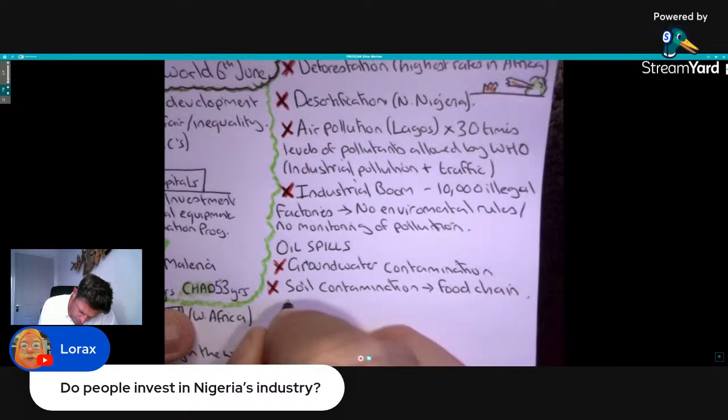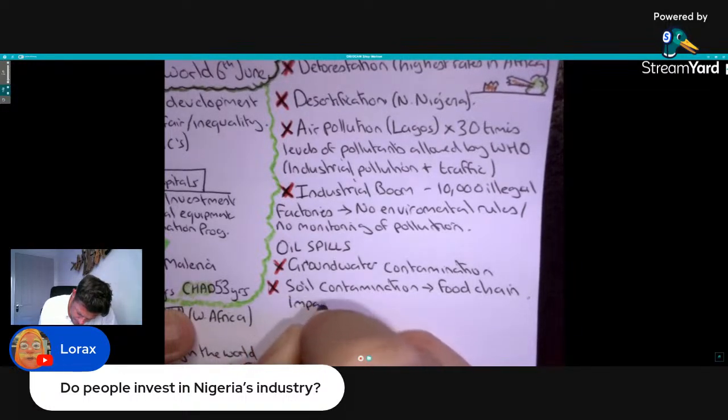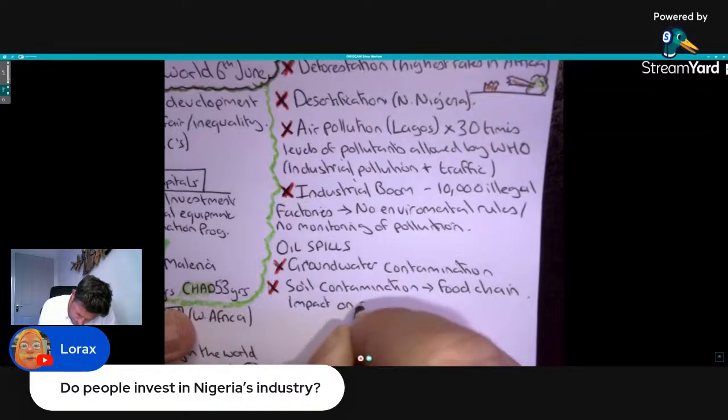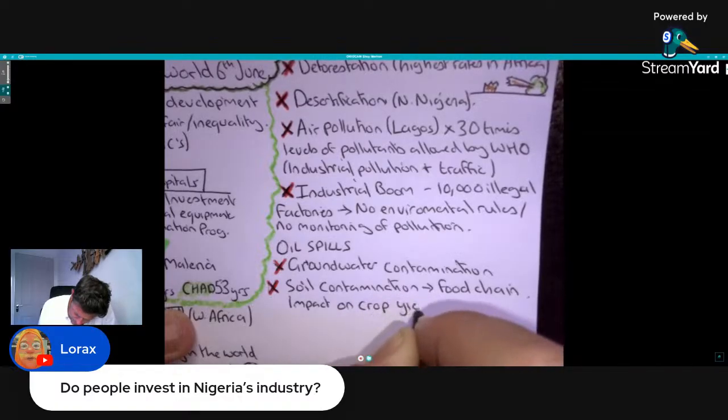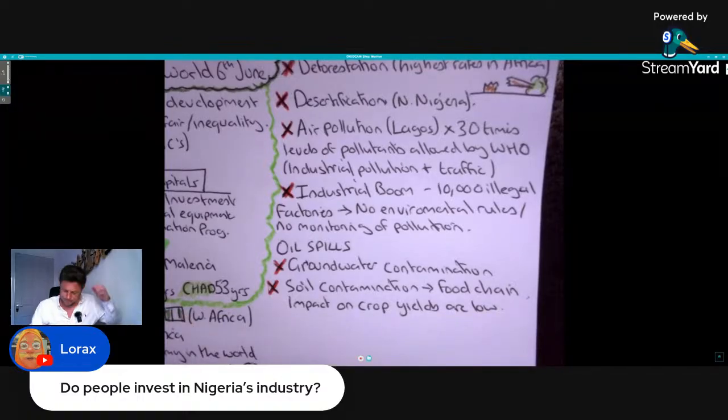Massive impact on agriculture, impact on things like crop yields are low. They can't grow enough food. They can't grow enough food, basically, because of these sort of things, which is a massive, massive problem. So increased impacts on crop yields.